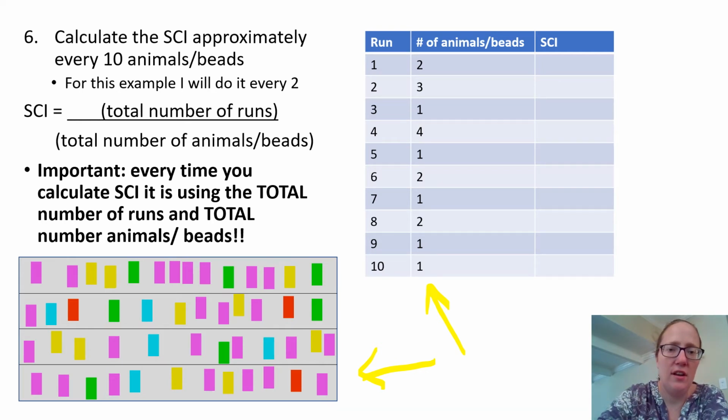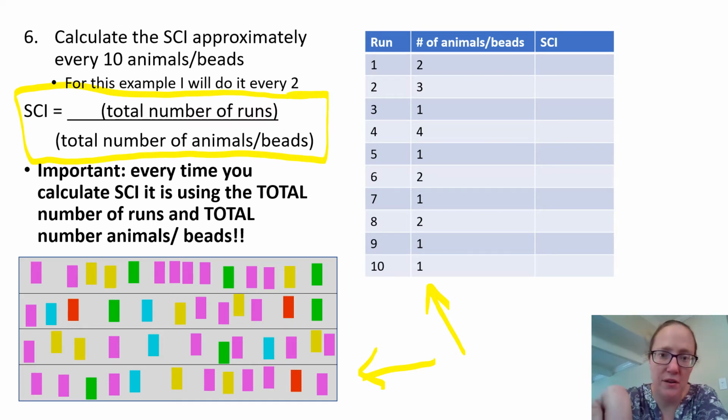So the equation for SCI is the total number of runs. The run number, that's going to be here, over the total number of animals in this case, or if they're being represented by beads, the total number of beads. And you're just going to divide that, and that's it. So it's a very simple equation. It's the runs over the total animals. That's really important, and I'll tell you about that in a second, the total number of animals that you get.